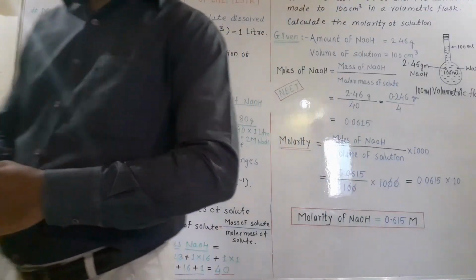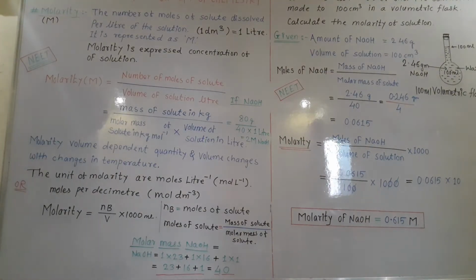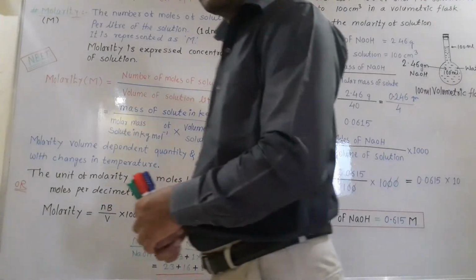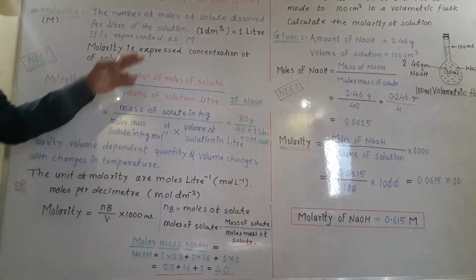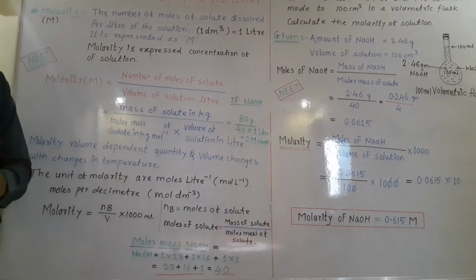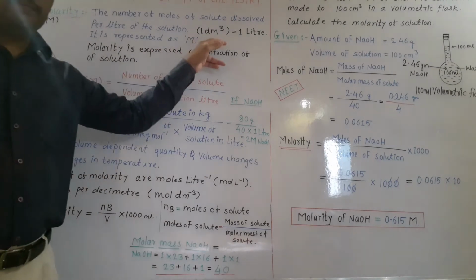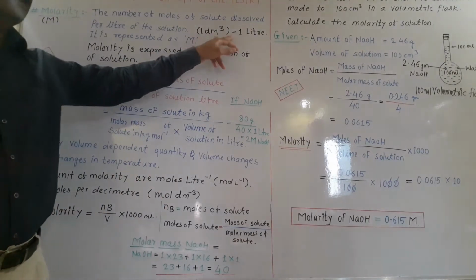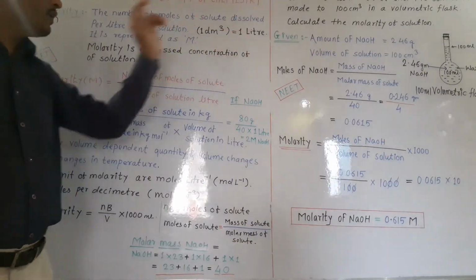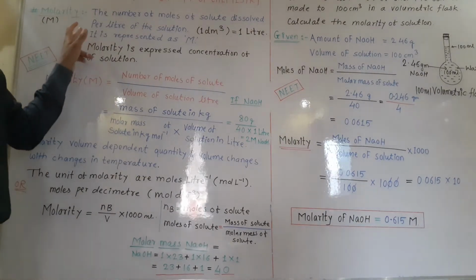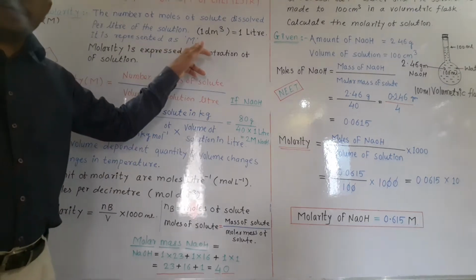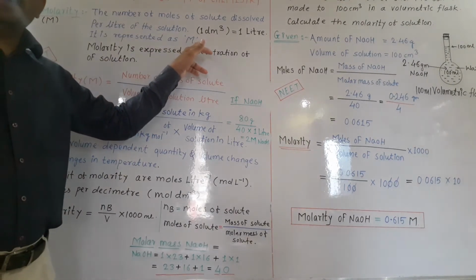Molarity. What is molarity? The number of moles of solute dissolved per liter of solution, or 1 dm cube, decimeter cube, of solution. 1 decimeter cube is equal to 1 liter, and it is represented by the capital letter M.